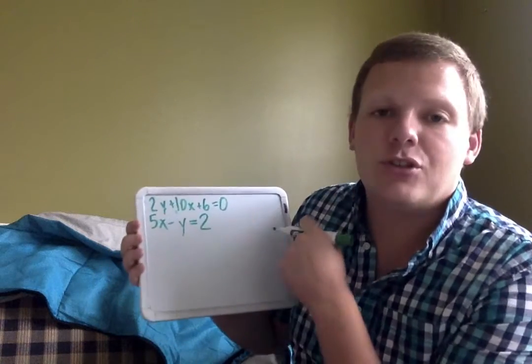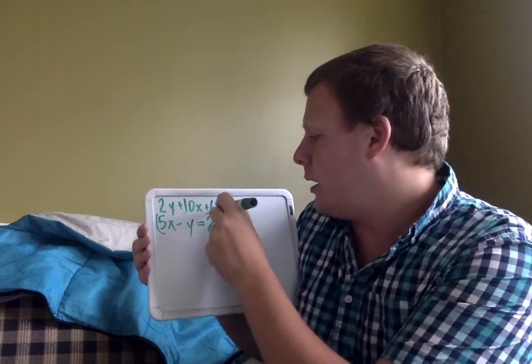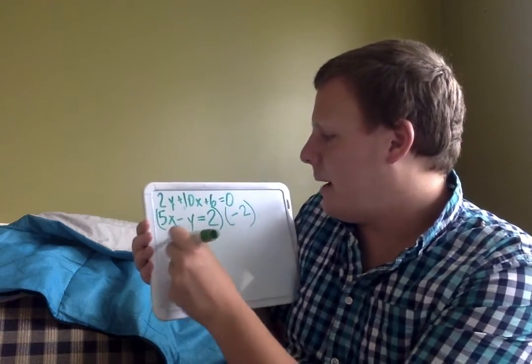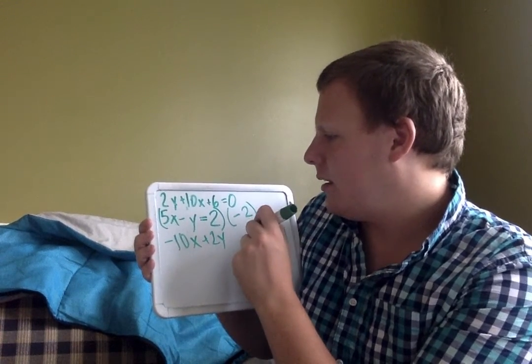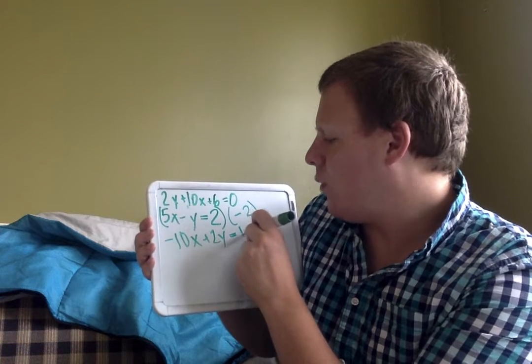Okay, now that we had a few minutes to try that out, something strange is going on again, right? So, how'd you try to solve this? Elimination? Good. How did you try to solve this by elimination? Good, we can multiply this bottom equation by -2. And we got minus 10x plus 2y equals -4.